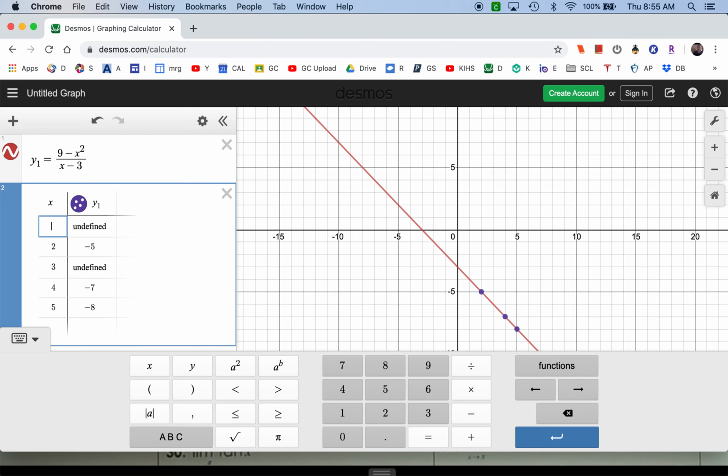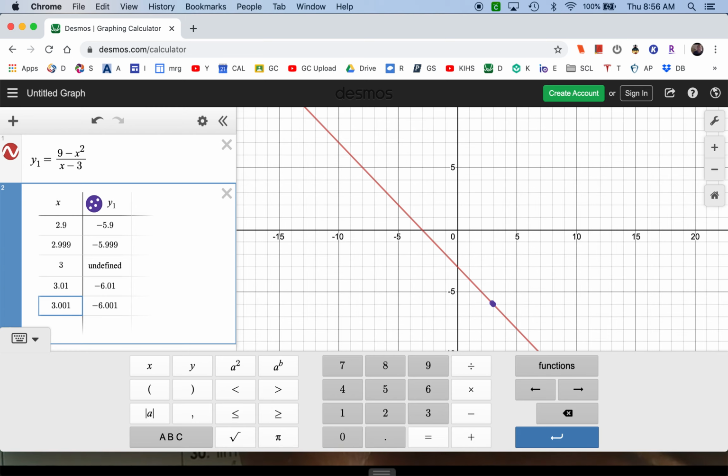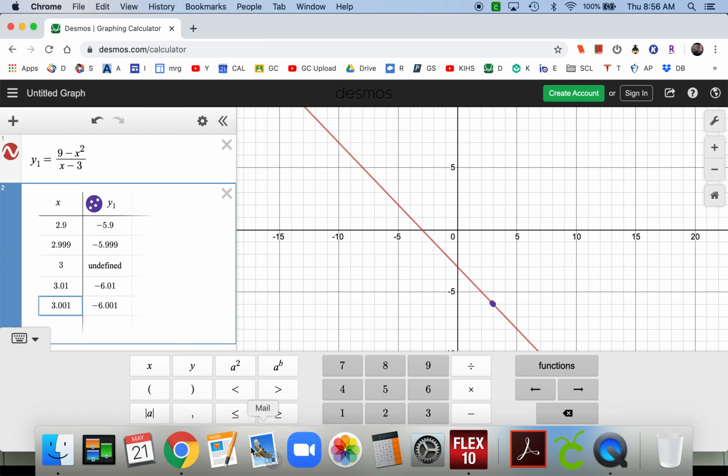But let's just do a little bit here in terms of our table. We're going to pick numbers really, really close to 3. So we're going to pick a number like 2.9, 2.999. We're going to pick it on the other side, which is like 3.01, and then 3.001. And is this affirming what I think? Is the y-coordinate getting closer to a number on both sides? And it is. So if you round that, what's the number it's getting closer to? And you can see the answer here is -6 for 24.